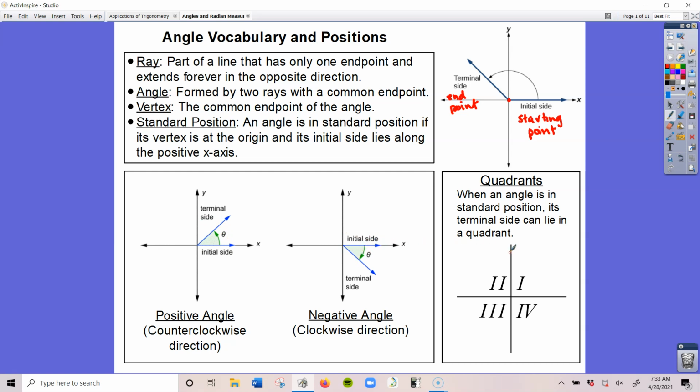Now, we're going to be looking at angles in standard position, and we need to know what quadrant that angle is going to lie in. And that depends on the terminal side. So wherever your terminal side lands, that's the particular quadrant. So our quadrants go in the counterclockwise direction, starting with the top right at 1, 2, 3, and 4. Now let's look at a couple of angles.